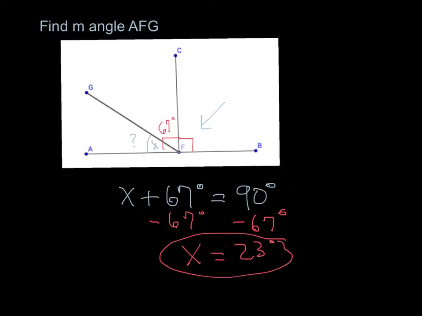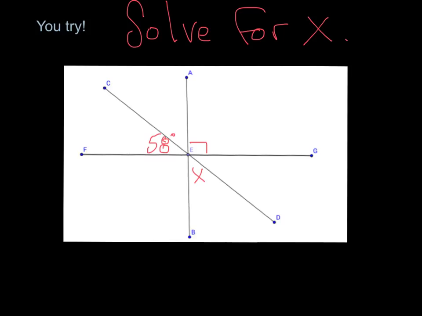Alright, so now we've attacked a problem from a supplementary angle viewpoint and a complementary angle viewpoint. Let's try one on your own. So now we have a more complex diagram. We can use both supplementary angles and complementary angles and what we know of vertical angles to help solve this puzzle. So solve for x.